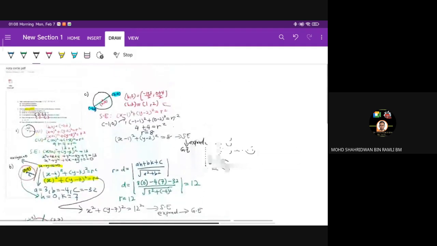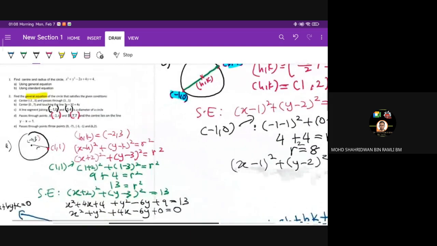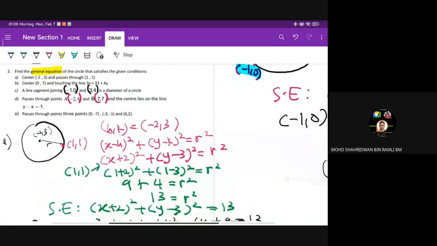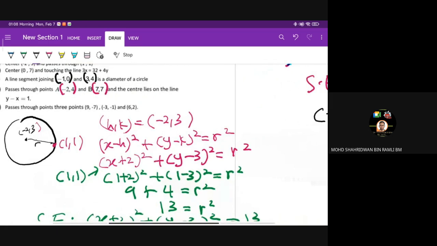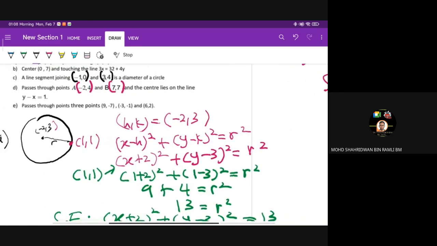The last one is when you are given 3 points. Here we have (9, -7), (-3, -1), and (6, 2). Okay, a circle line passing through all these 3 points. Or we can also state that these 3 points lie on the circle line.